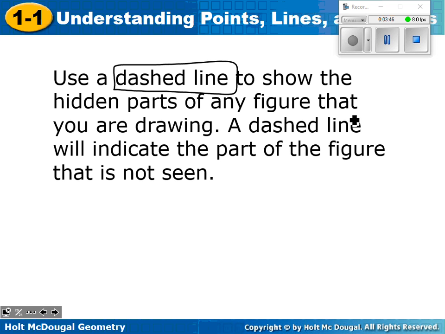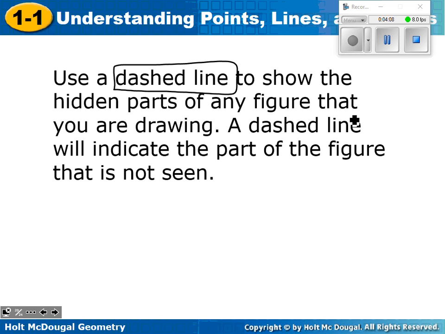Let's say that my pencil is going through this paper. So it's not in the plane, it's going through the plane, like this, right? So you can see part of the pencil right now, right? But you can't see the other part behind it. The part you can't see is still there. You need to use dashed lines to show that it's going through the plane.